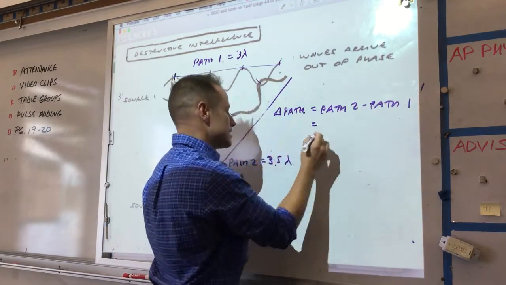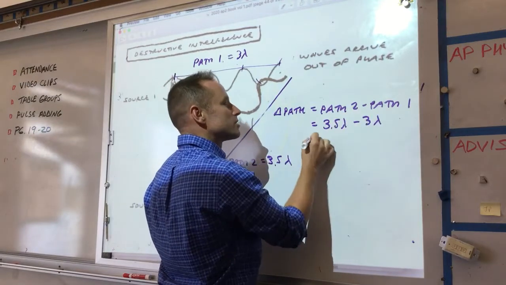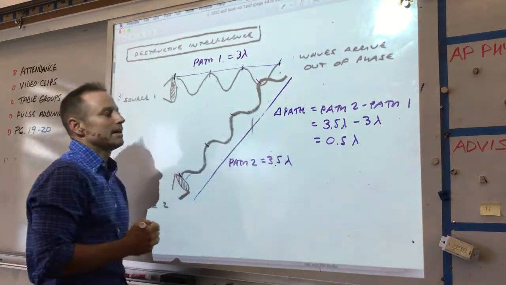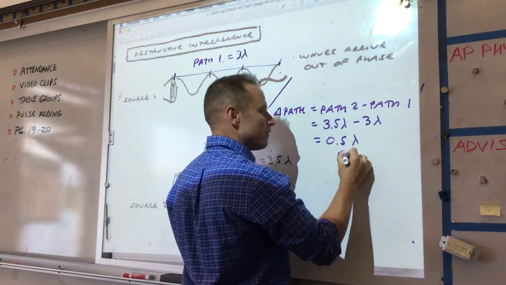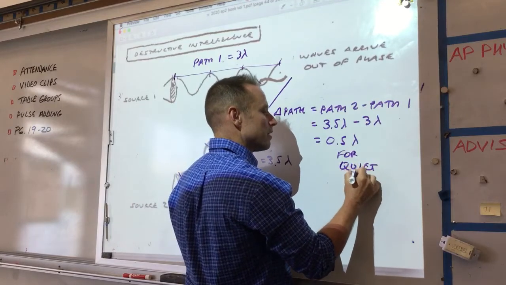Okay. You can see that that's going to be 3.5 lambda minus 3 lambda. So that's exactly half a wavelength, 0.5 lambda. Right? That is going to give you a quiet sound, or destructive interference. Quiet.